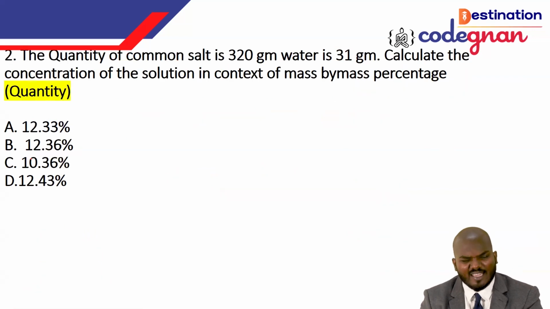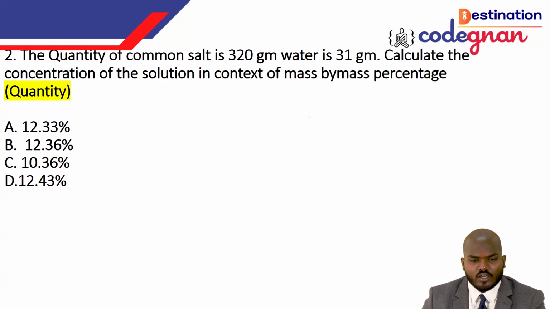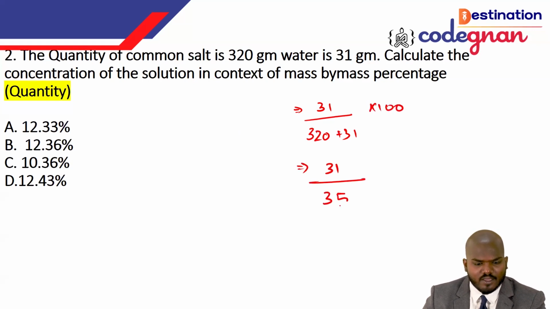So it is also the same type of question which you have solved in the previous question. The quantity of common salt is 320 gram, water is 31 gram. Calculate the concentration of the solution in the context of mass by mass percentage. So here, same formula: 31 by 320 plus 31, times 100. If I make it 1, this will give you 31 by 351, times 100.